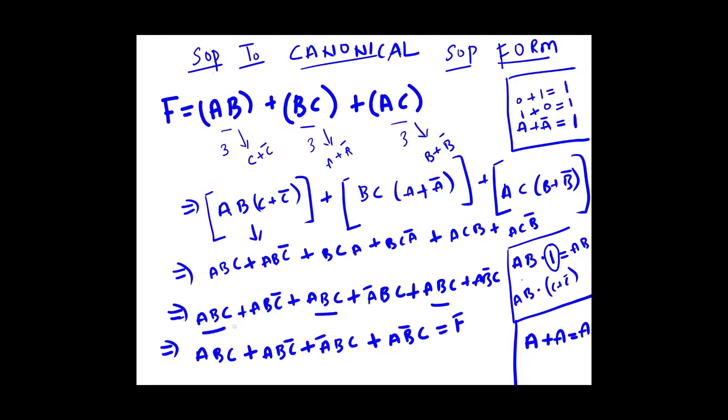So consider this whole term is A, and this whole term is A, and this whole term to be A. If you have 3 A's, that means we have 3 same terms repeating. So A plus A will be equal to A, and again A plus A will be equal to A. So I am just writing this once. So this is the final answer I got. This is how to convert SOP form to canonical SOP form.